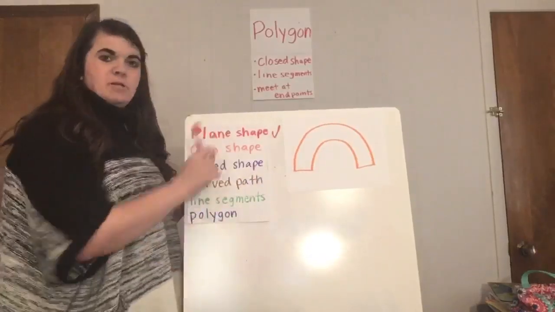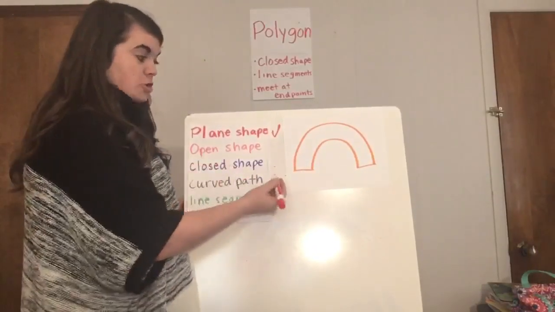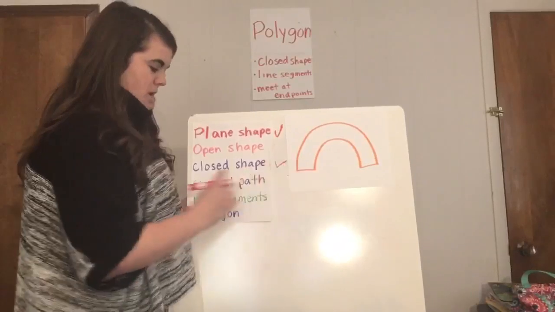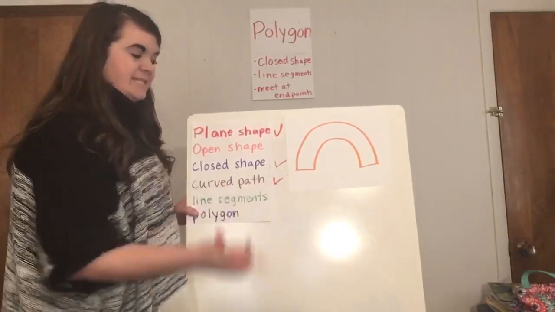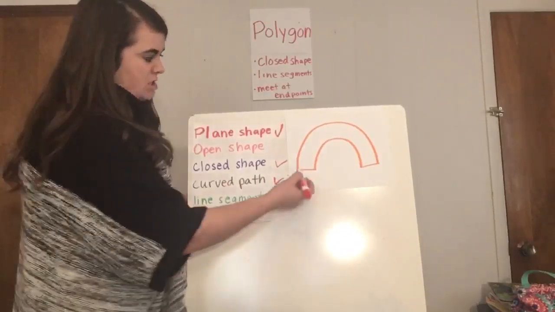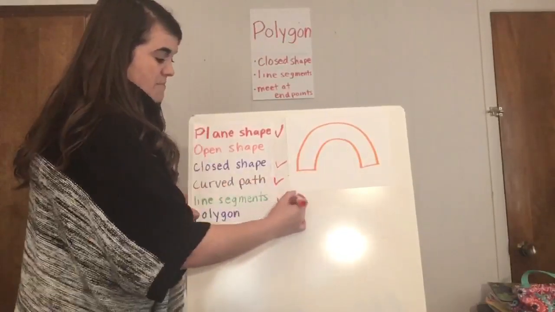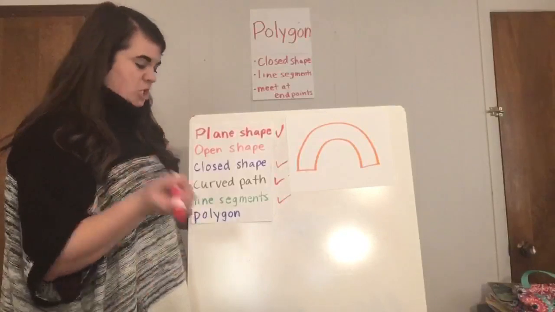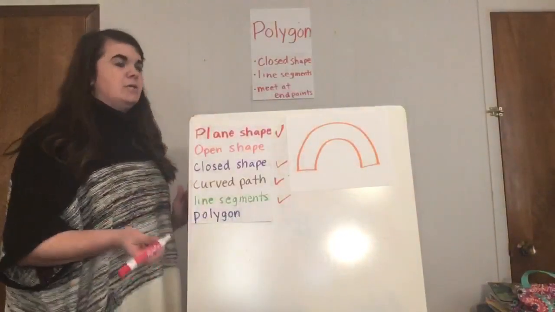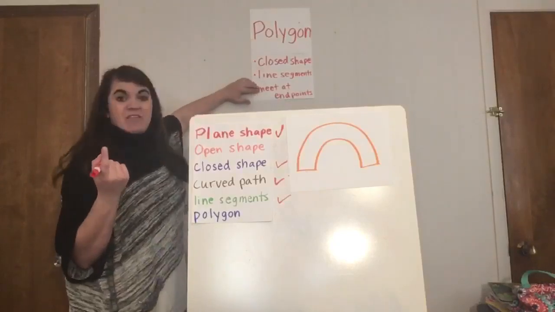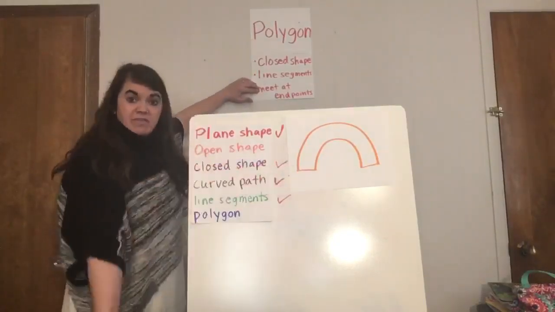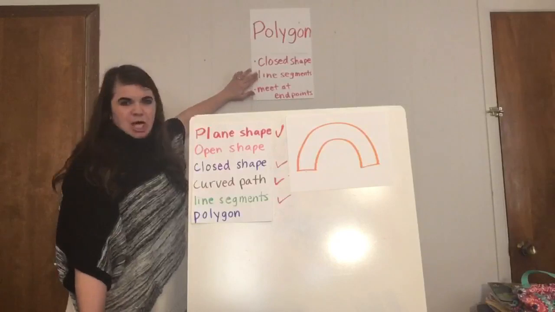Yep. Plain shape. Open shape. Nope. Closed shape. Yep. Curved paths. Yep. Line segments. There are some line segments here, but they're not all line segments. This is the trick here. Is it a polygon? So let's see. Is it a closed shape? Yeah, it's a closed shape. Do they meet at the endpoints? Yep, it does meet at the endpoints, but here's the trigger on this line segment.